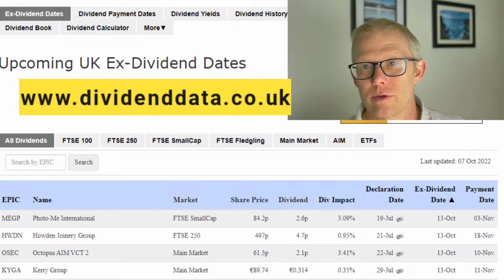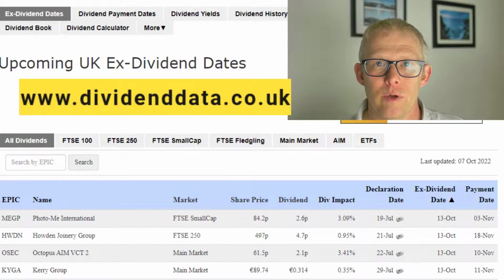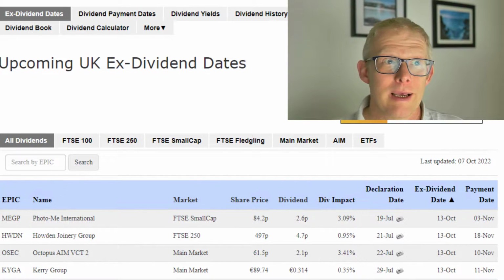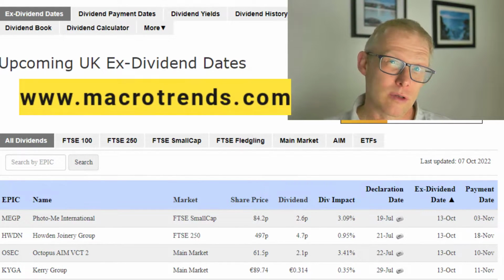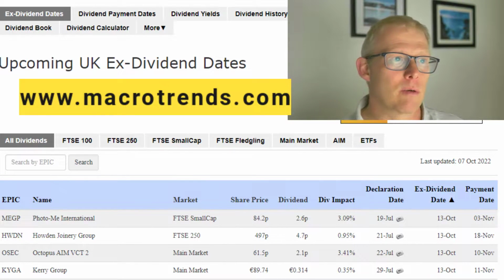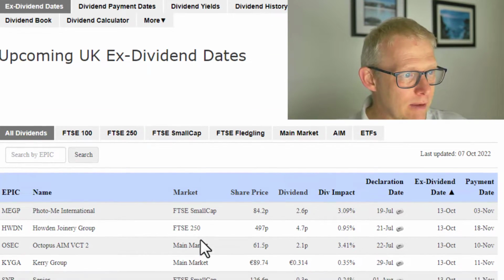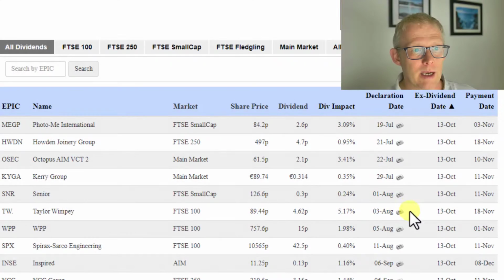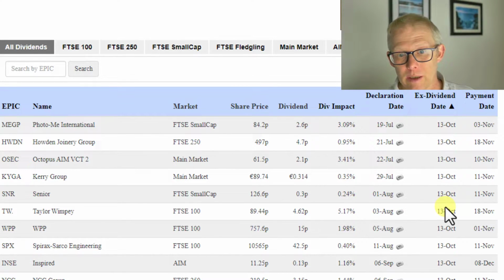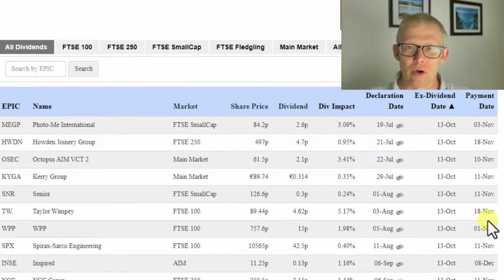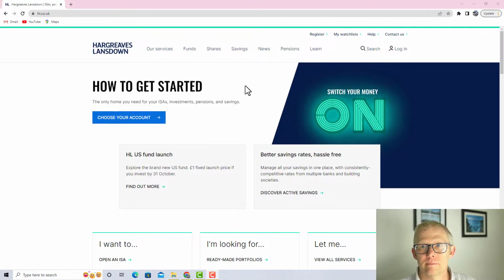So dividenddata.co.uk is quite good for UK stocks. If you're going to look at US stocks, Macrotrends is quite good as well. But on this one, say for example, let's go for Taylor Wimpey. Its last declaration date was 3rd of August. The ex-dividend date is coming up in a couple of days' time on the 13th of October, and then it takes about 5 weeks to actually pay out. That's not something that is uncommon.